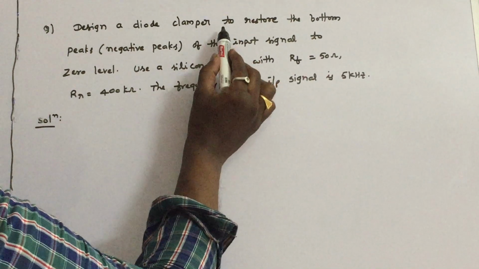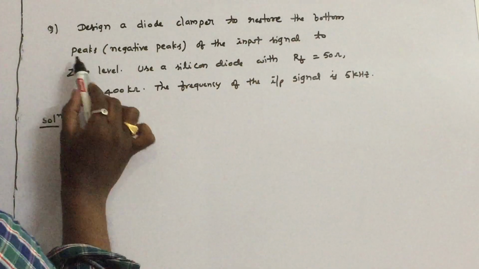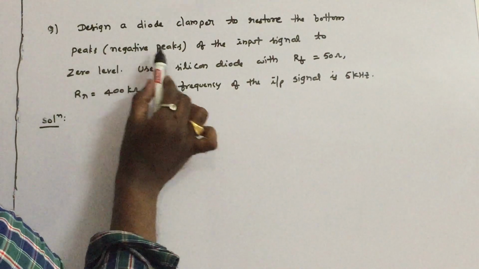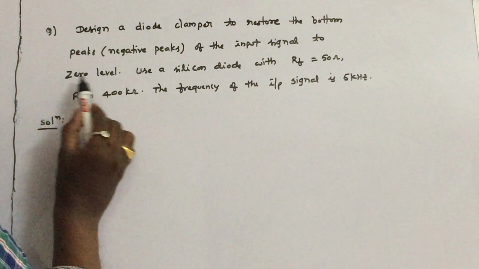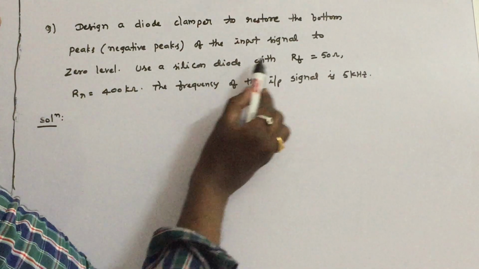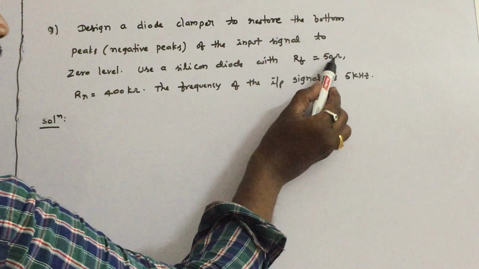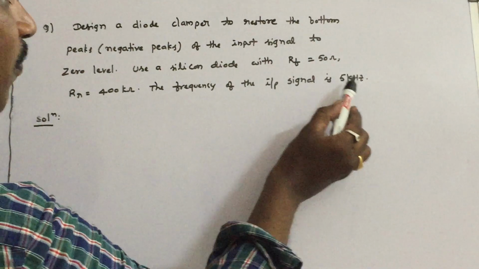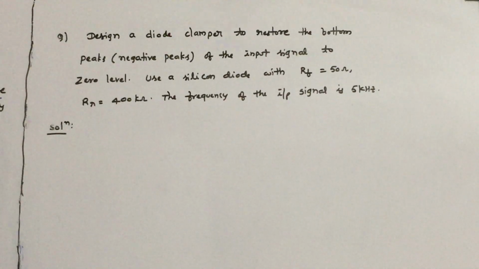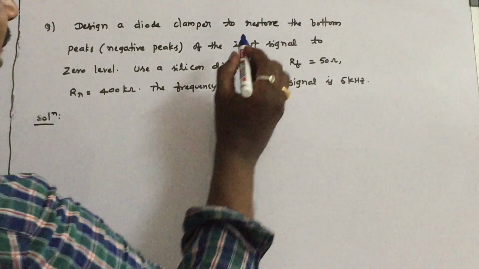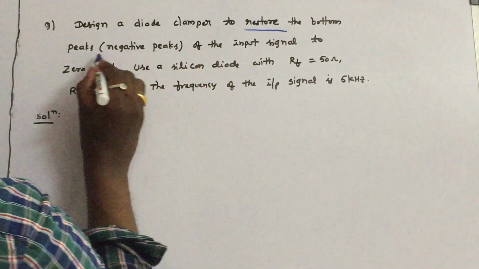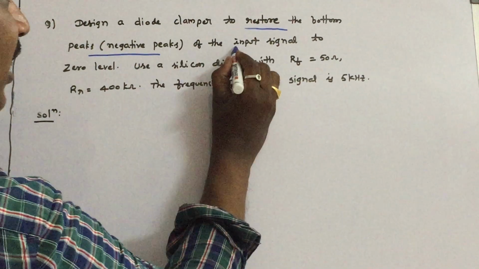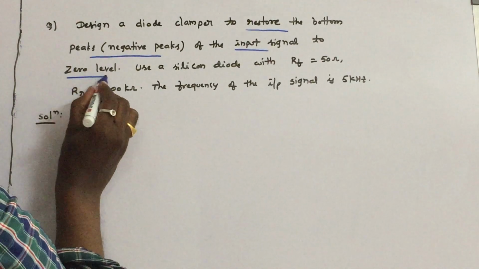Design a diode clamper to restore the bottom peaks, that is negative peaks of the input signal to zero level. Use silicon diode with forward resistance 50 ohms, reverse resistance is equal to 400 kilo ohms. The frequency of the input signal is 5 kilohertz. So what you have to understand from the problem is that you have to restore the bottom peaks, that is negative peaks of the input signal to zero level.